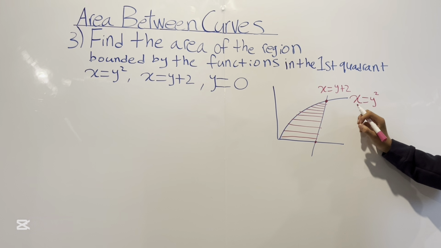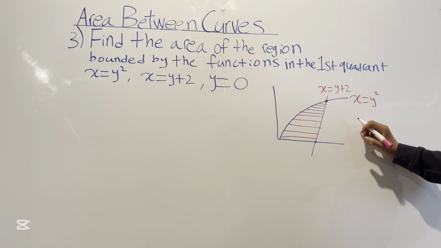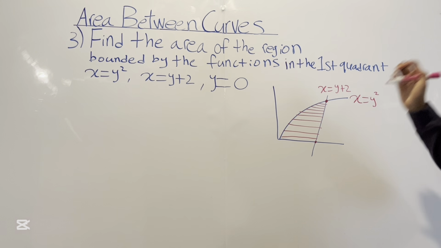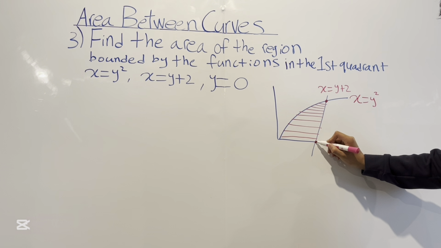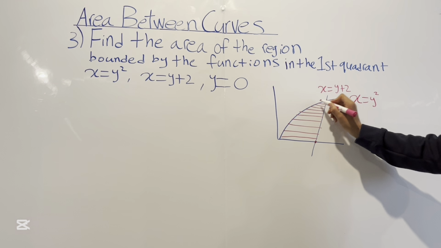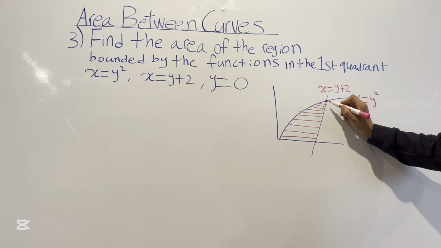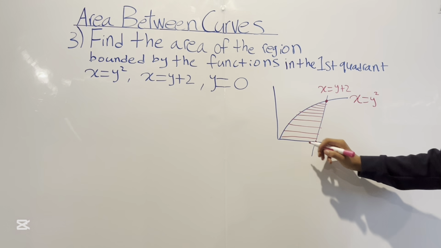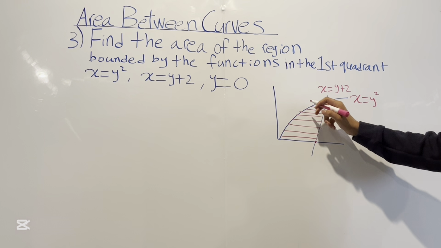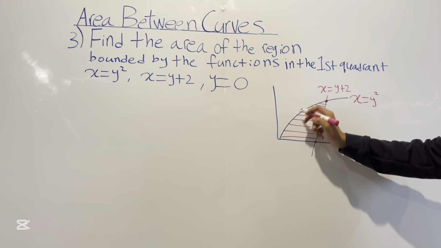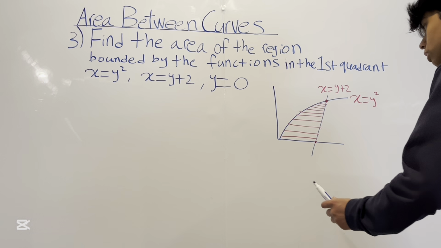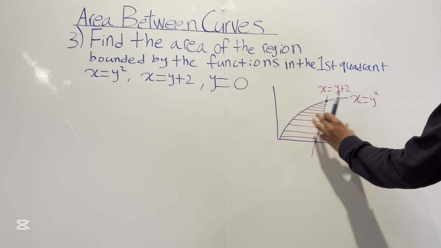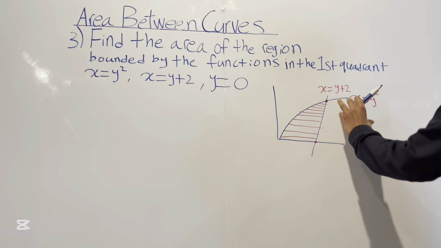And the reason why we can't do top minus bottom in this case is because we can't really see a clear distinction, or I guess we can, but that's only for up till this point. Up till this point, x equals y squared is above x equals y plus 2. But after this point, since we're only taking it above y equals 0, this function technically isn't even there. So that's why we would only have one function. So that's why we're going to take the integral with respect to dy. So we're going to take the right minus left throughout the whole thing.